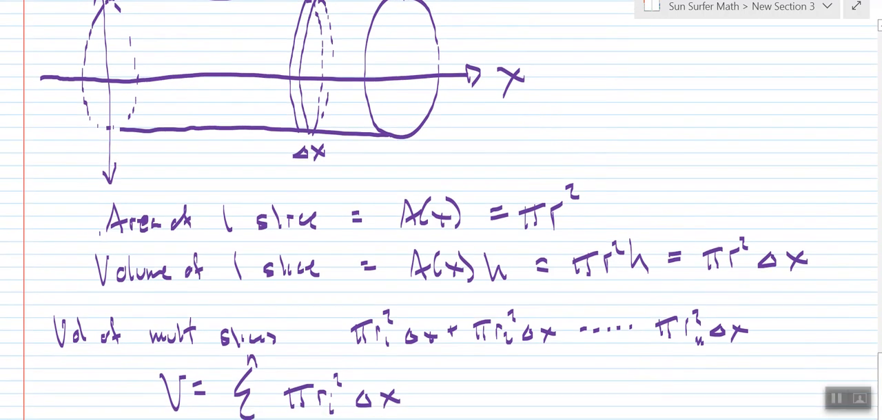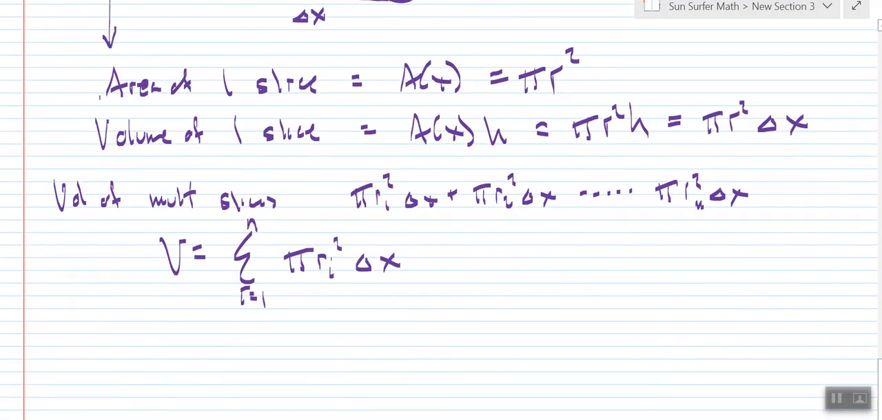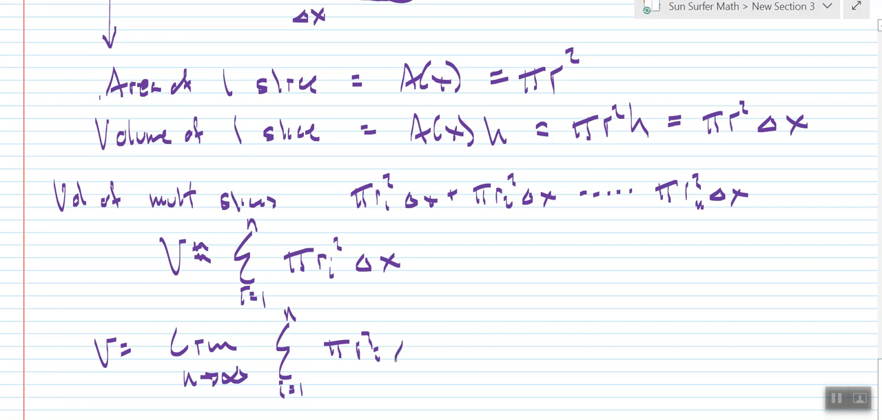Now in calculus, we like to take things to the extreme. What if we were to create an infinite number of slices? Well, then the volume, and by the way, this should be approximately here, would be the limit as n approaches infinity of the sum from i equals 1 to n of pi r sub i squared delta x.